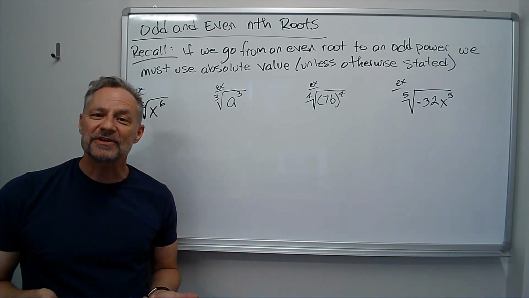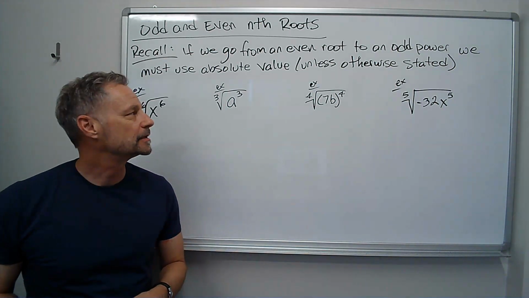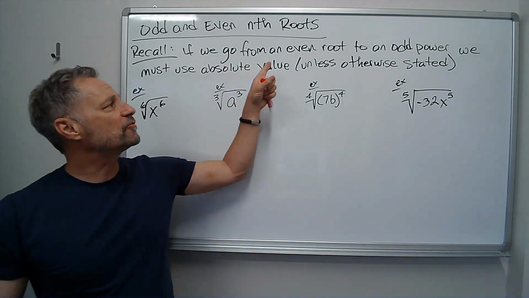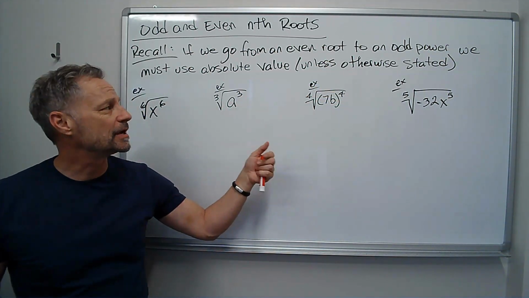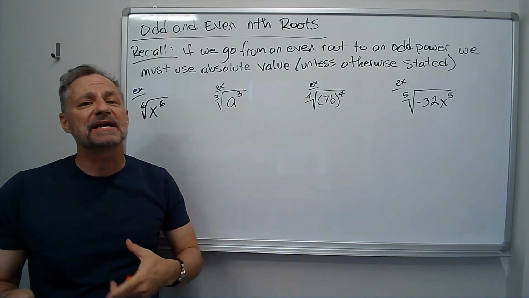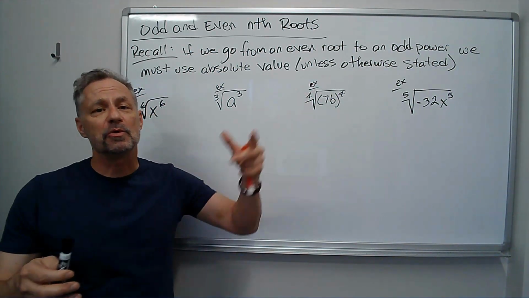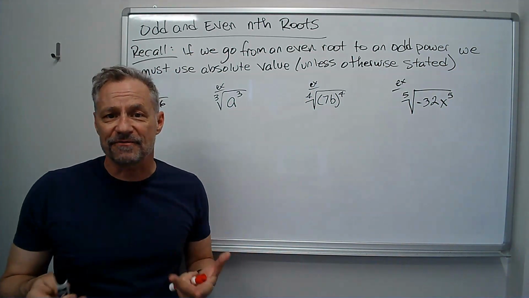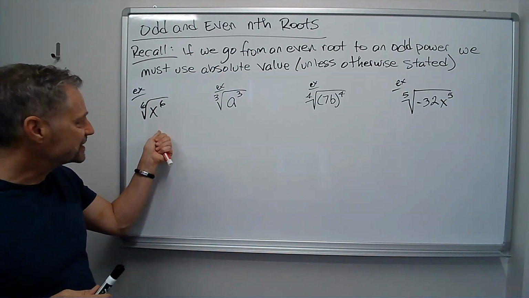Hi there, it's Professor Monty, and let's look at odd and even nth roots. Now, recall, if we go from an even root to an odd power, we have to put an absolute value. And I put in "unless otherwise stated" because some problems will say, assume no variables started as negative, or something to that effect. All right, so let's look at the sixth root of x to the sixth.